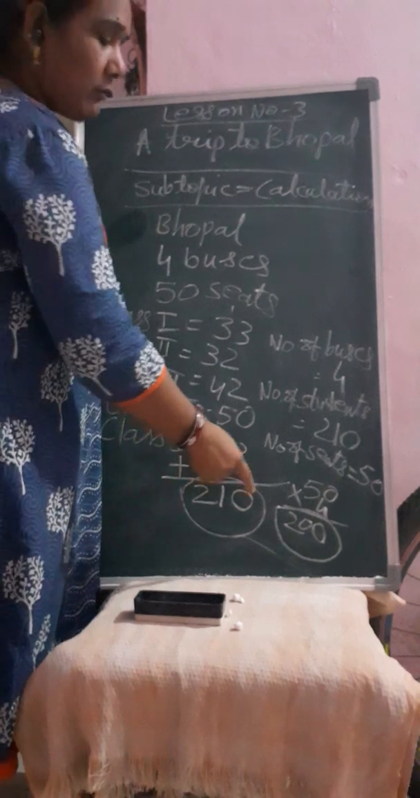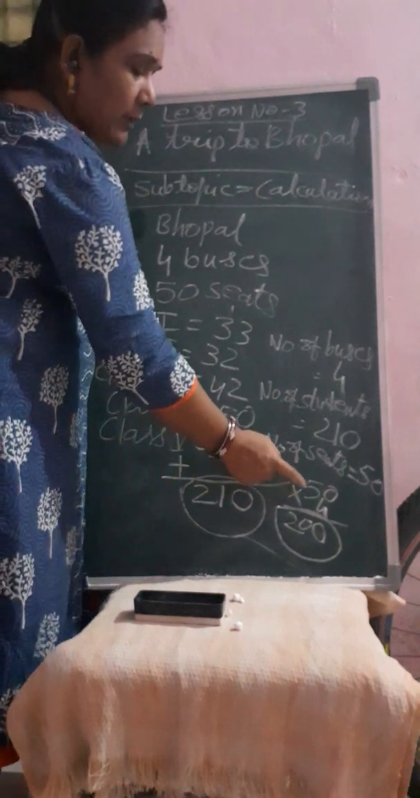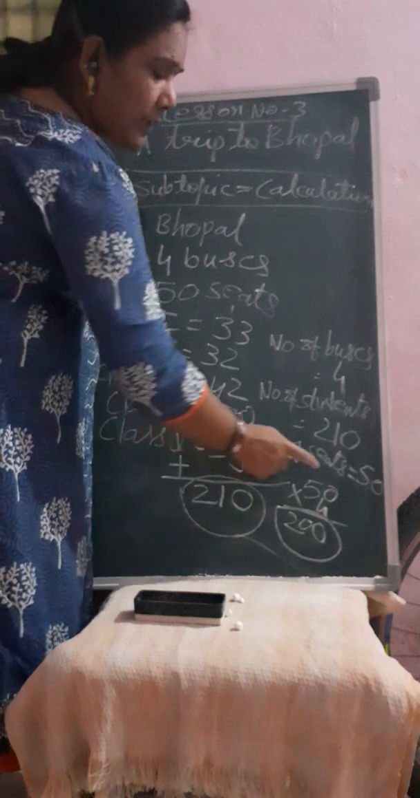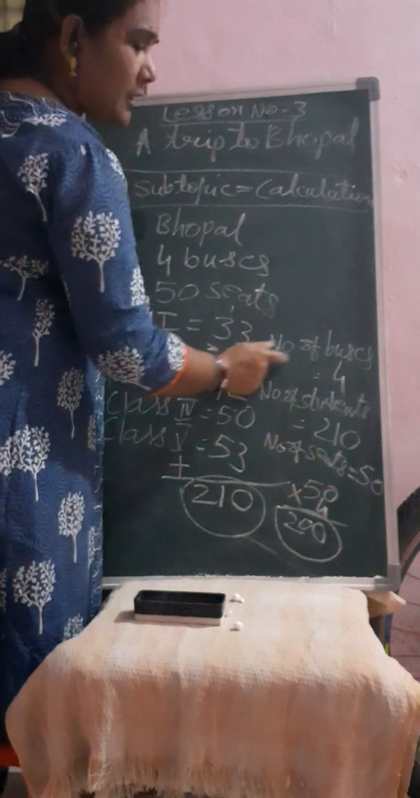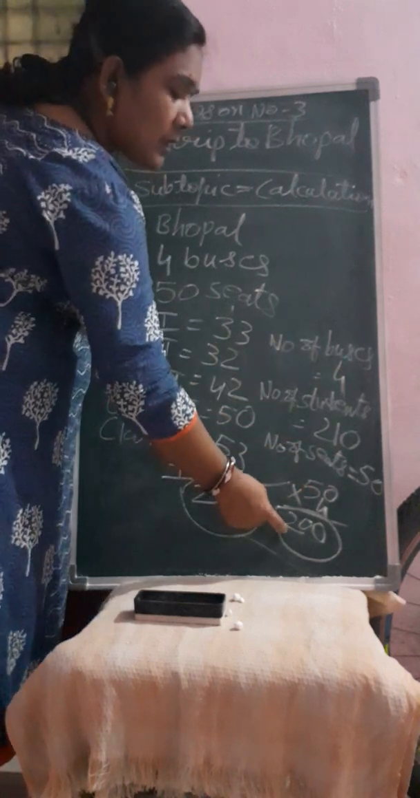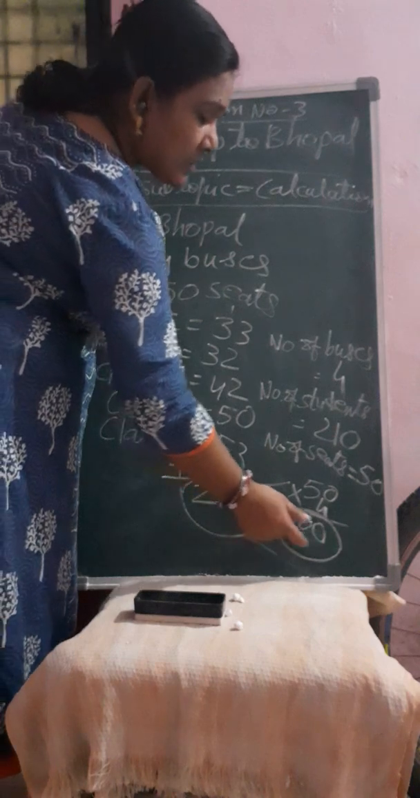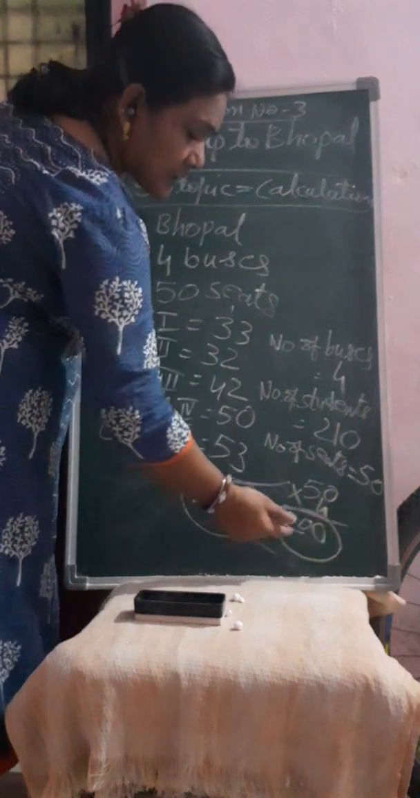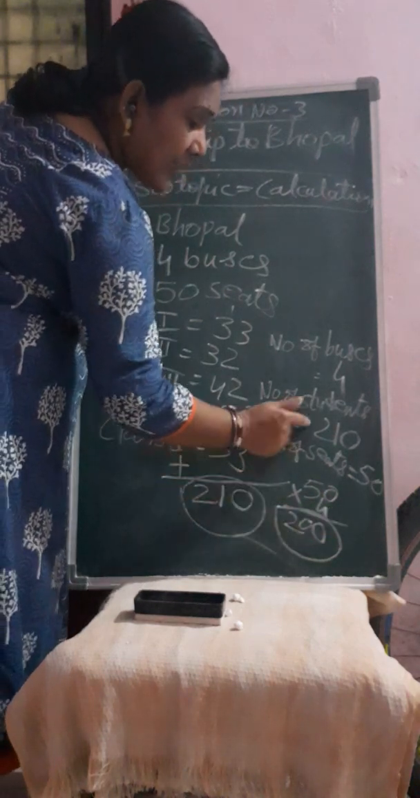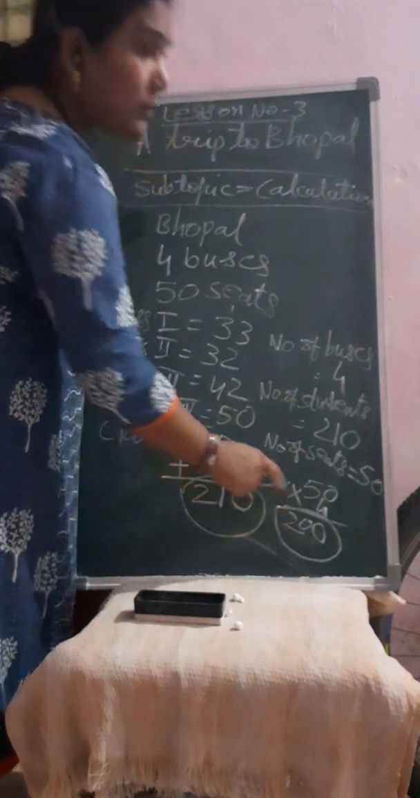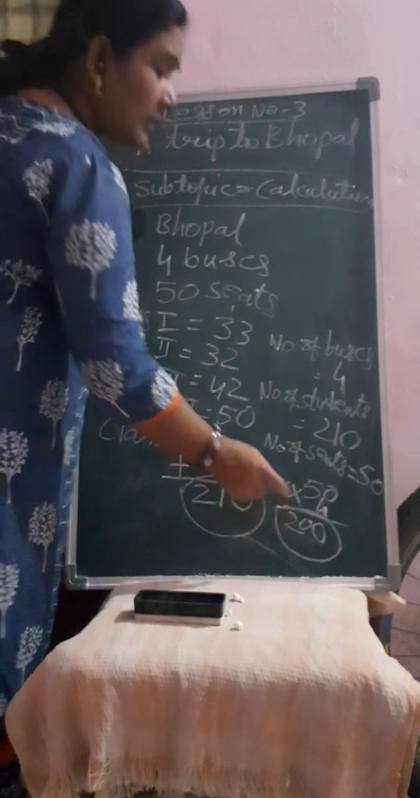So children, now we came to know, 50 multiplied by 4, number of seats multiplied by the number of buses, we will get the number of students who will get seats. So there were 210 students, and now 200 students are getting seats.